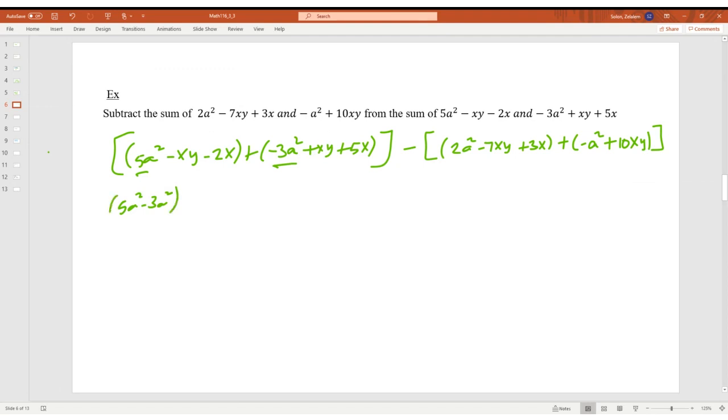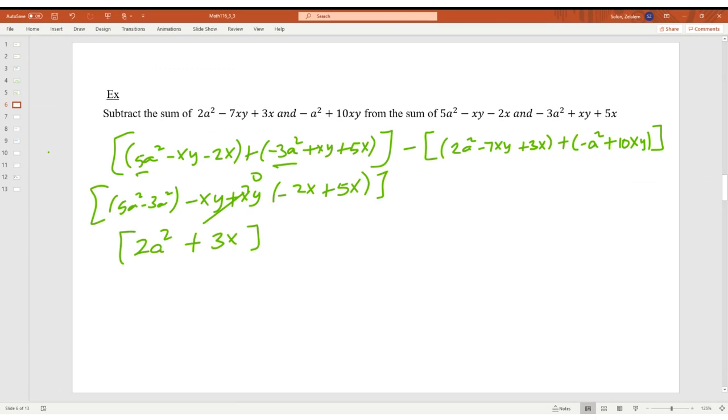Then for the xy's, you have negative xy plus xy. So negative xy plus xy will cancel out, becomes 0. Okay? Then we have negative 2x plus 5x. So negative 2x plus 5x is 3x. So I have here 5 minus 3 is 2a squared. Negative 2 plus 5 is 3x. Okay. So the left hand side simplifies to 2a squared plus 3x.